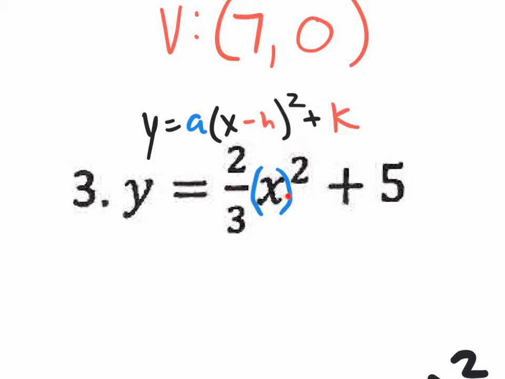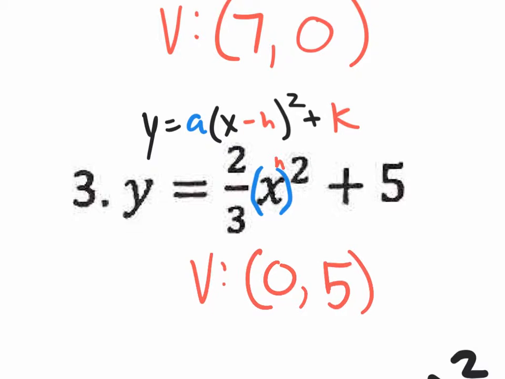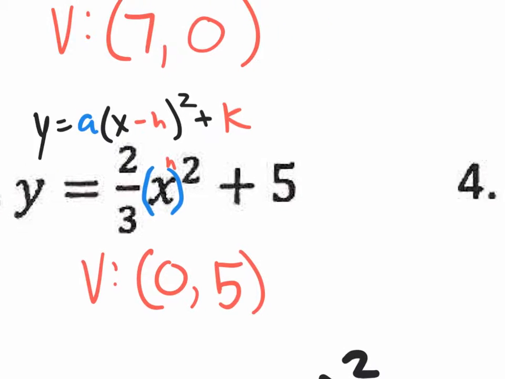So since there's no number in there, does it say X -1 in here? No. Does it say X -2? No. It's just X -0, right? So the H value is actually 0. What's being added or subtracted in there is nothing. There is no X +2 or X -3. So what represents nothing? 0. So our vertex is the coordinate 0 because there's no number inside the parentheses with the X, and the K value is 5. So 0, 5 is our vertex. What do you think? Easy peasy.